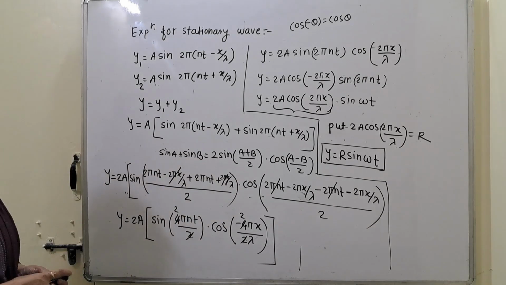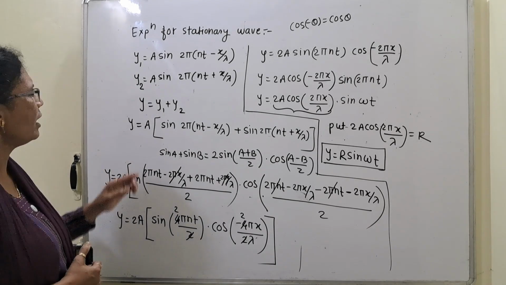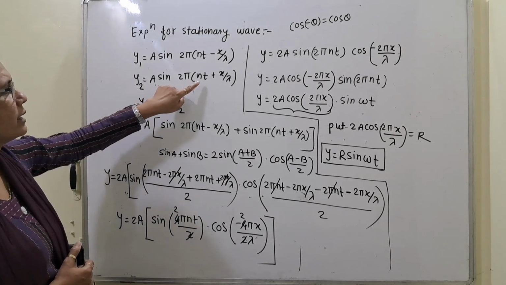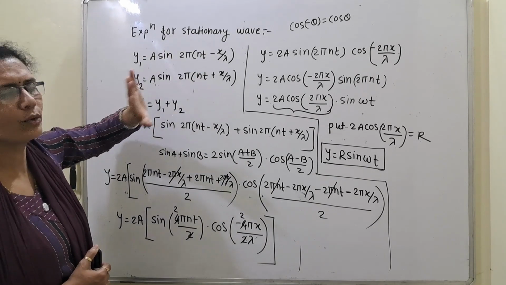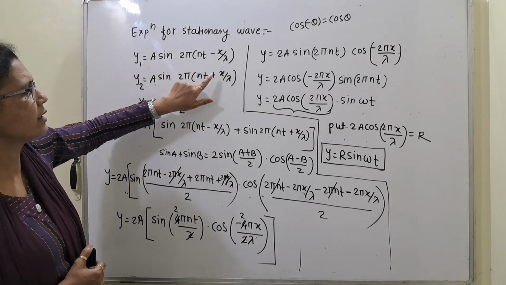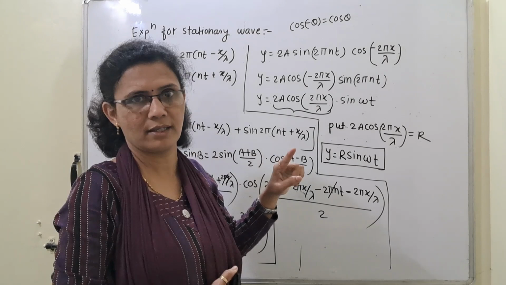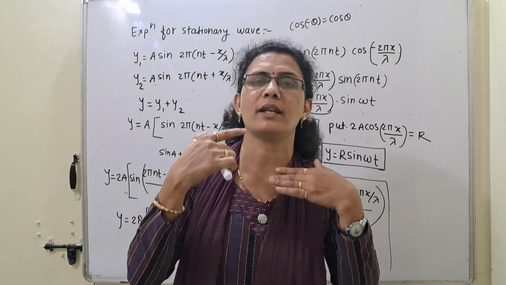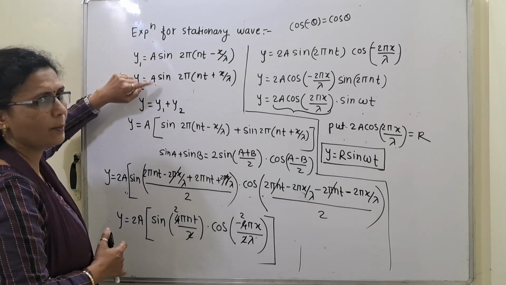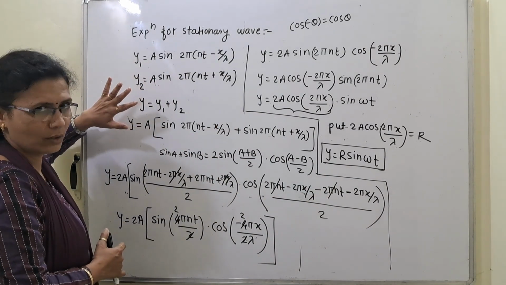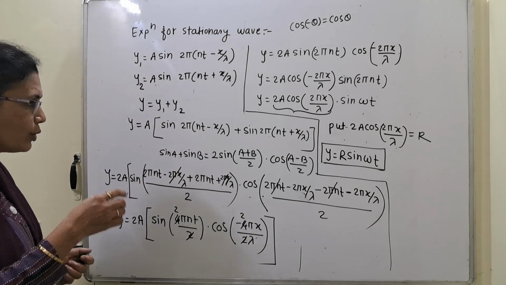See, first we have to consider two progressive waves. y1 is equal to a sine 2 pi nt minus x upon lambda, and y2 is equal to a sine 2 pi nt plus x upon lambda. Here first, these two things you have to remember. Here there will be minus sign, here there will be plus sign. And the amplitude will be the same, identical waves but traveling in opposite directions, means amplitude must be the same. Therefore you have to take here a, same amplitude. Don't take a1, a2.